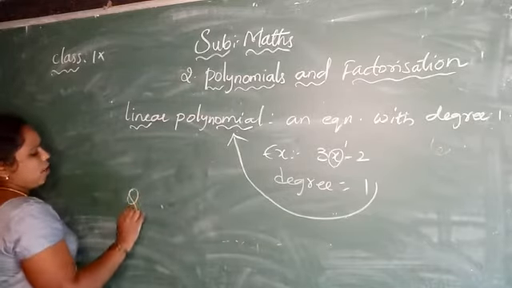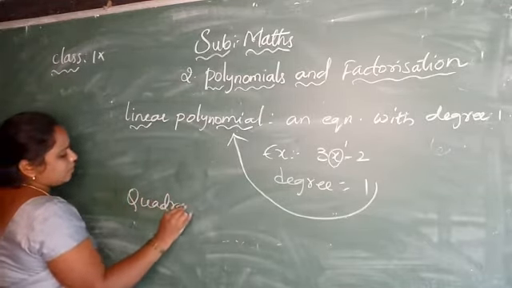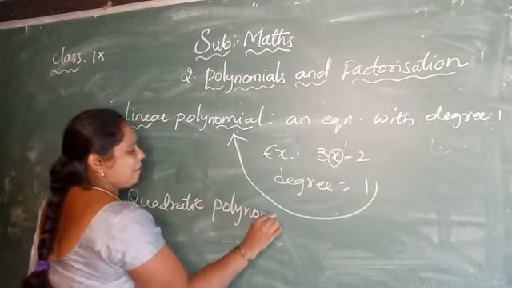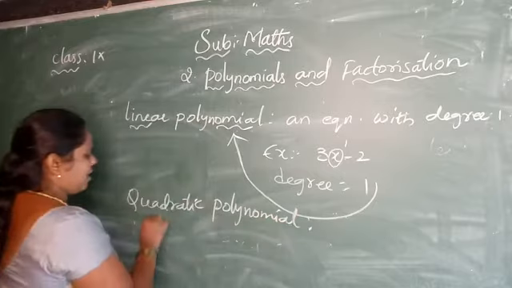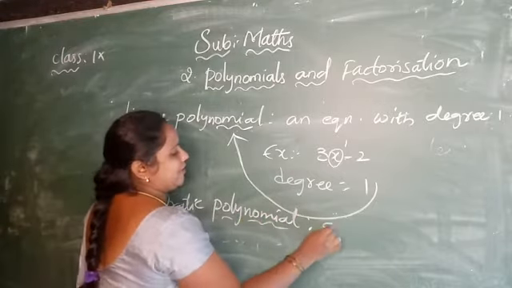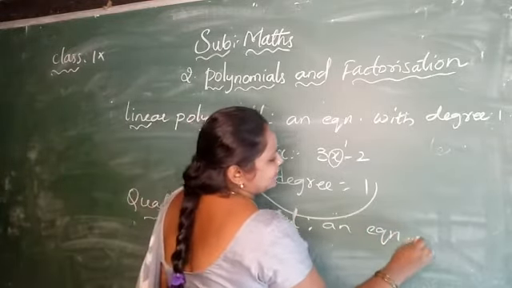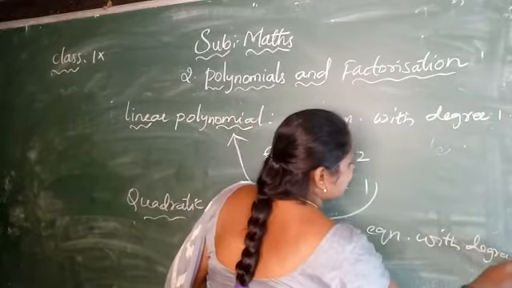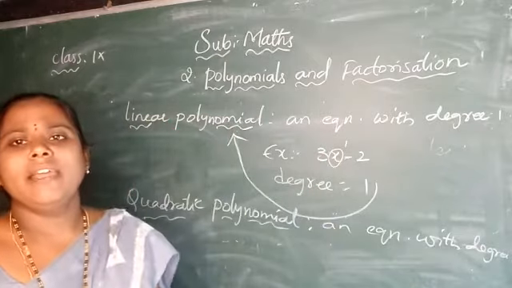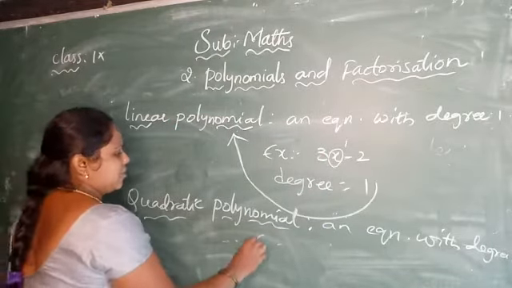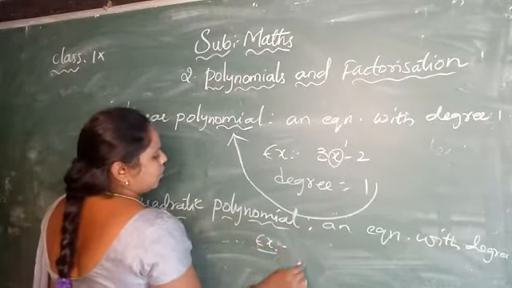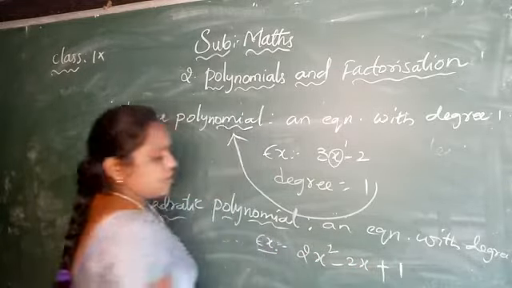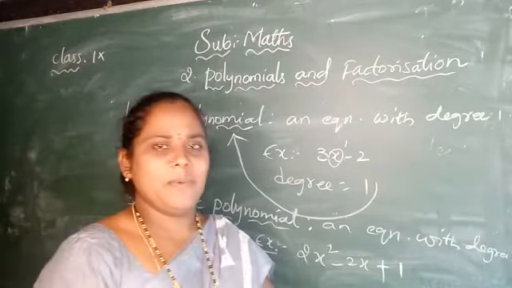The second one is the quadratic polynomial. What is a quadratic polynomial? An equation or algebraic expression with degree 2. An algebraic expression with degree 2, we call it a quadratic polynomial. I will tell you an example: 2x square minus 2x plus 1.